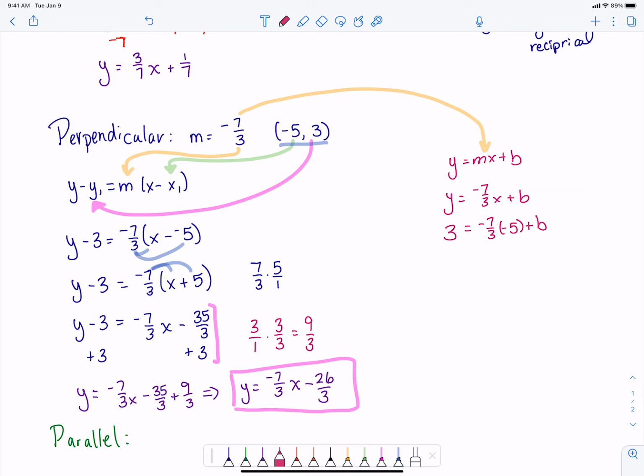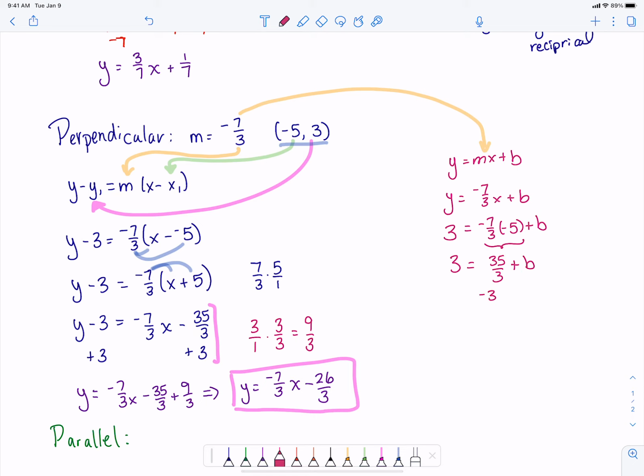So notice what we need to do here to solve for b is we've got to do this multiplication we've got right here. We get 35/3. We've seen 35/3 before. Look over here, 35/3. It's the same number. That's not a coincidence. And I left off our plus b there.